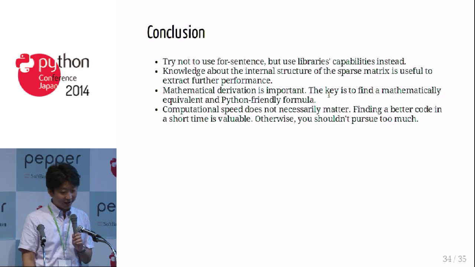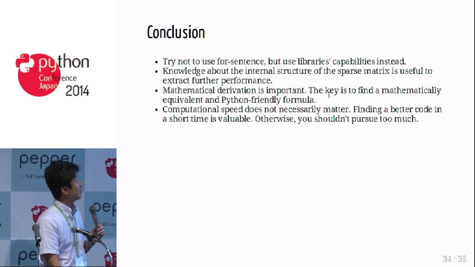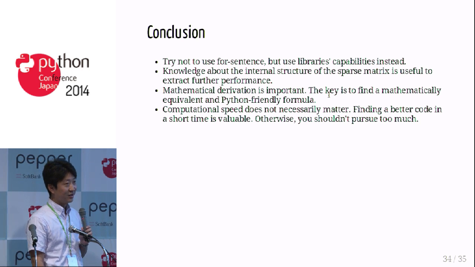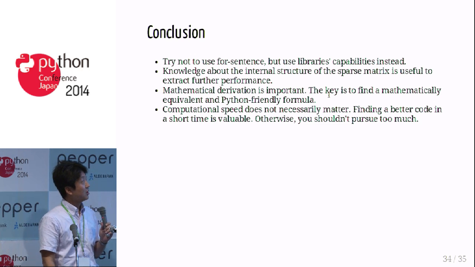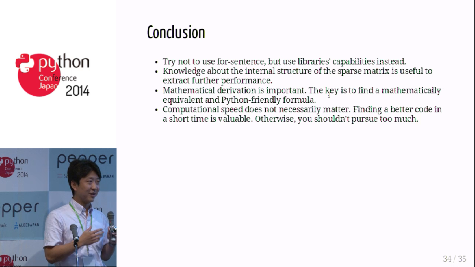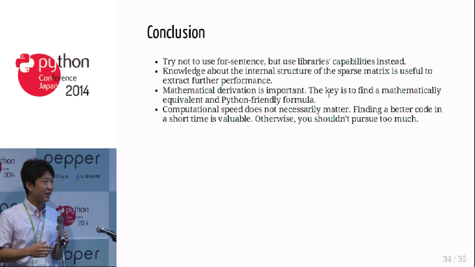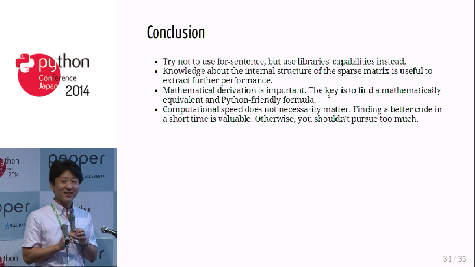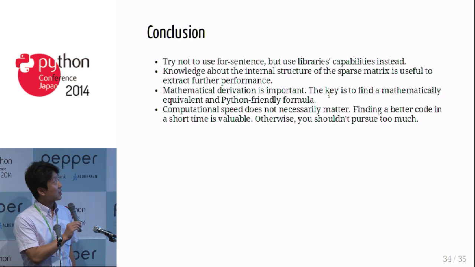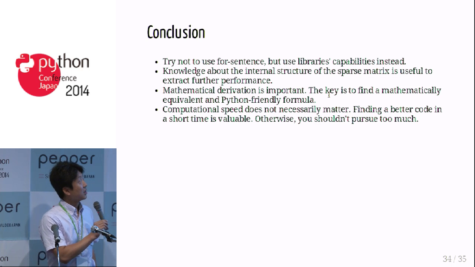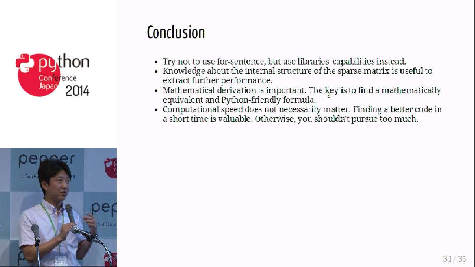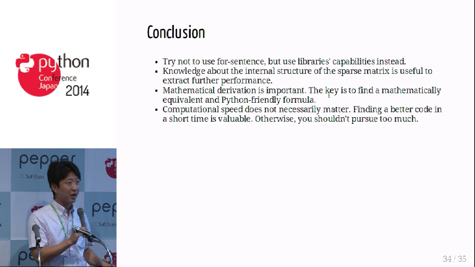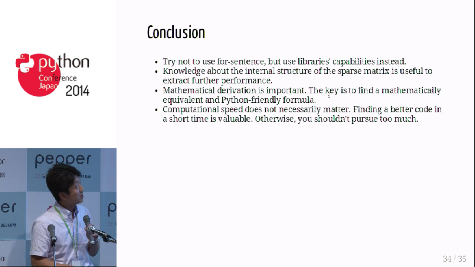And last one is most important, I think. Computational speed sometimes does not necessarily matter. So if you have to take a long time to have a good code, you should write a working code anyway. If you can find a good code in a short time, it is valuable. So anyway, it depends on situation.